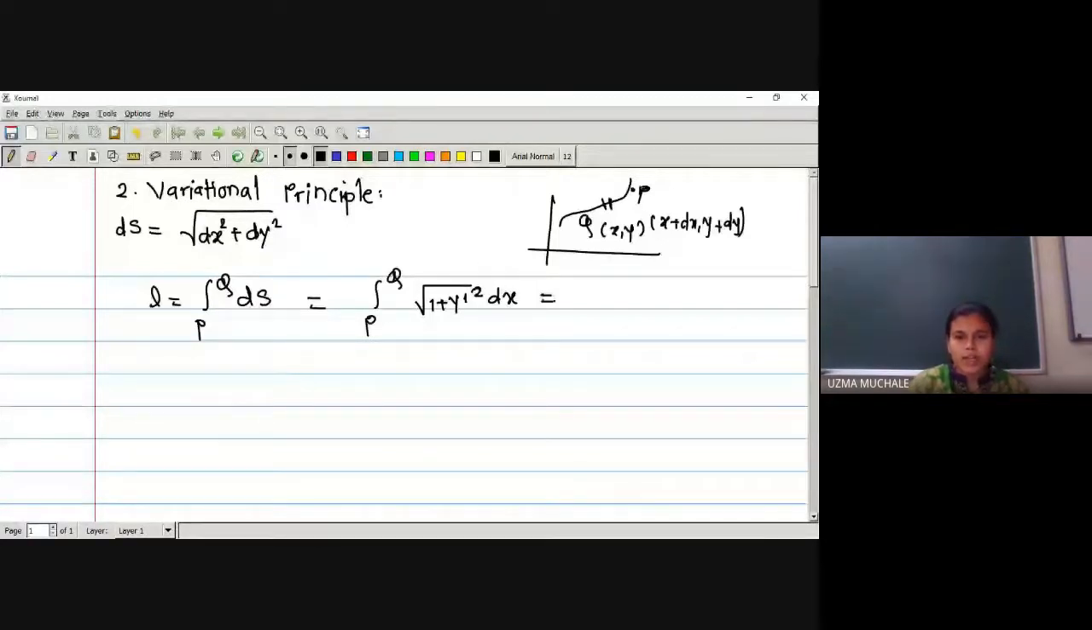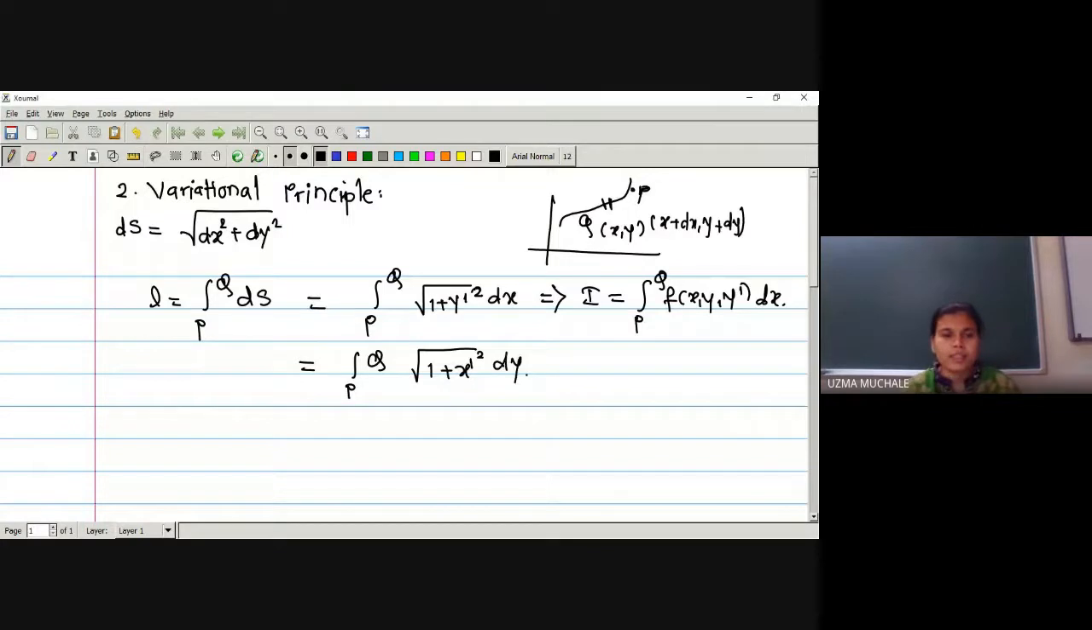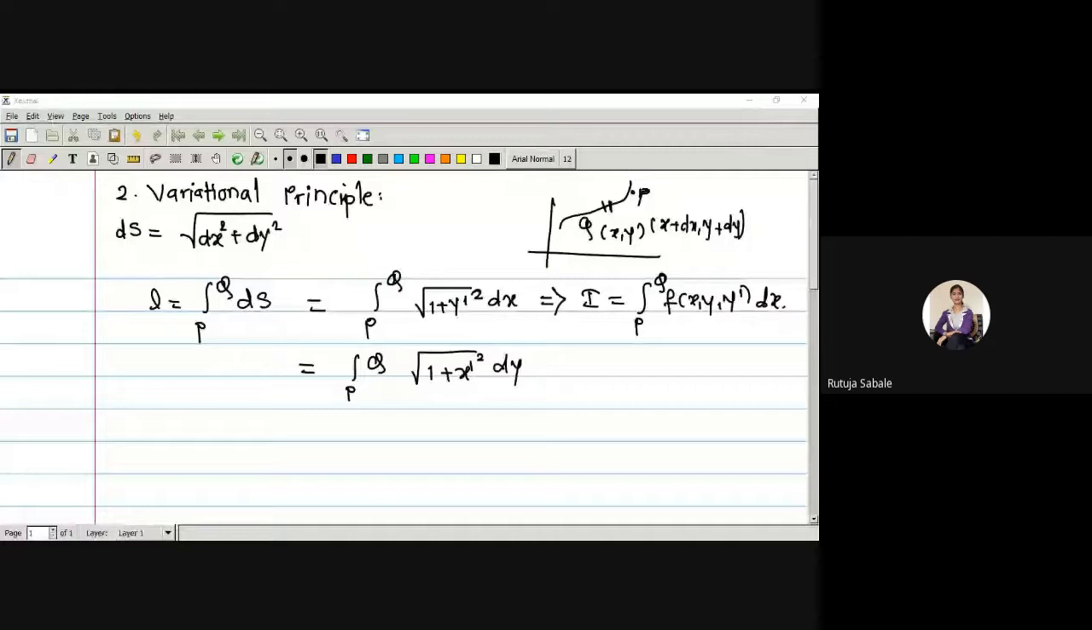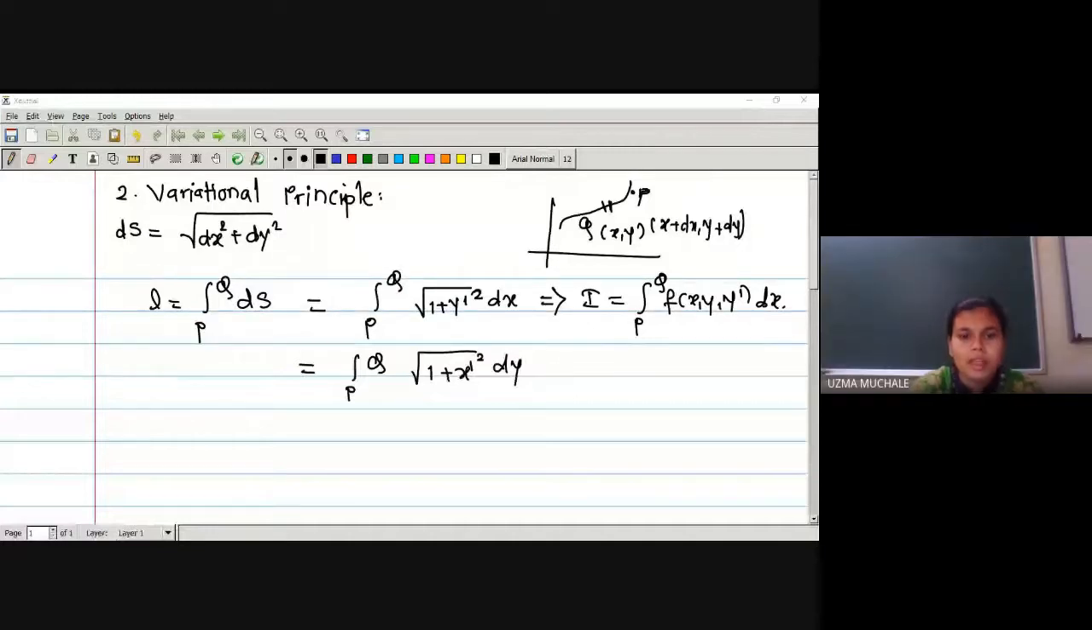So in general, we can write this function as integration I is equal to, say, from point P to Q, f of x, y dash dx. Correct. If you are taking dy common, what will be the resultant? If you take dy common, we will have the equation is 1 plus x dash square dy. Correct? Is anyone having a doubt related to this? No, ma'am. So instead of taking dx common, we can take a dy common and we can solve the equations.